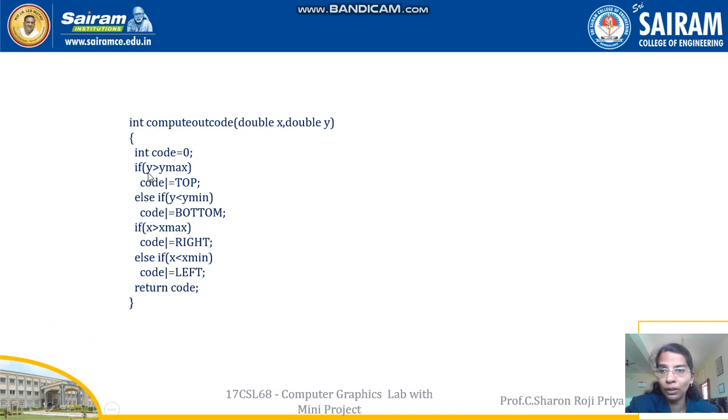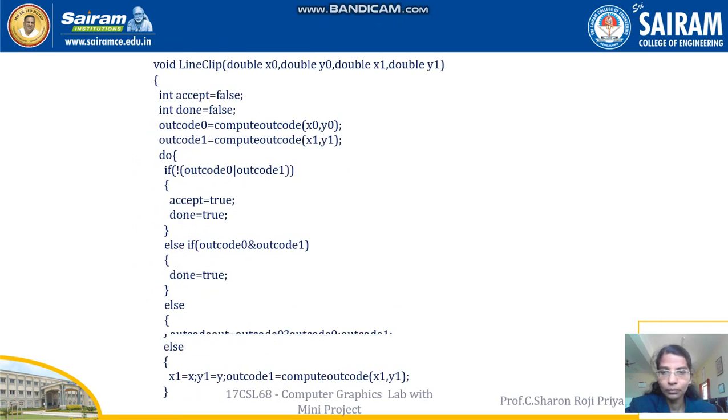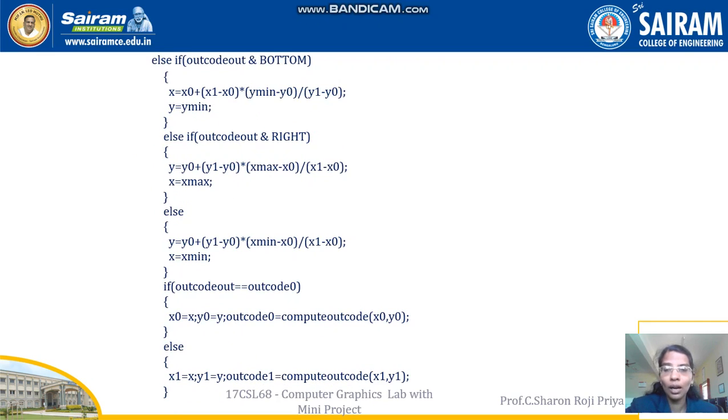What is my y value? Minimum y value, which is 50. 50, check whether it is greater than y max. No. Right. Else part, whether it is less than 50. No. Right. So here my code will be 0. So this code will be returned here, and now your outcode will be 0. Similarly, you have to do for the other endpoint, and you will get outcode 1. Calculate the outcode 0 and outcode 1.